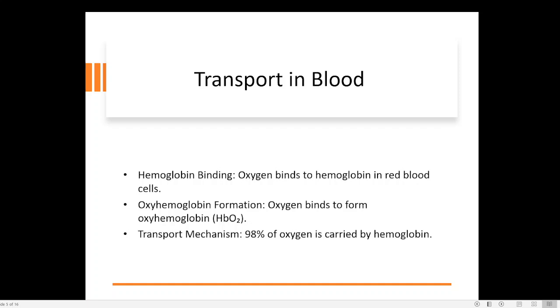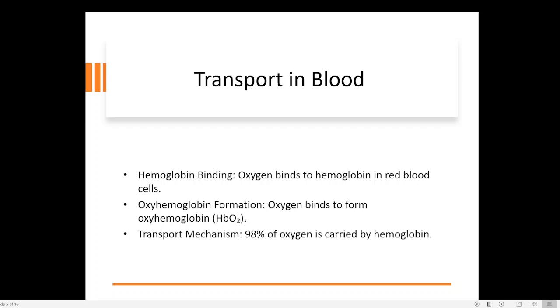Then you can see that most of the oxygen in your body is mainly transported by this mechanism of combining with hemoglobin. That is, oxygen will be combined with the hemoglobin, forming oxyhemoglobin, and that will be carrying the oxygen to various cells and tissues of your body.